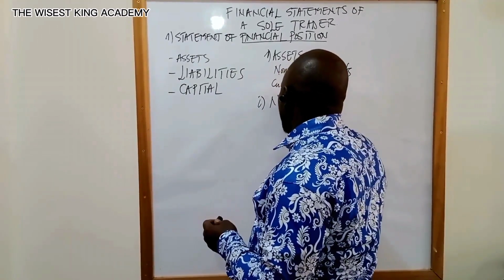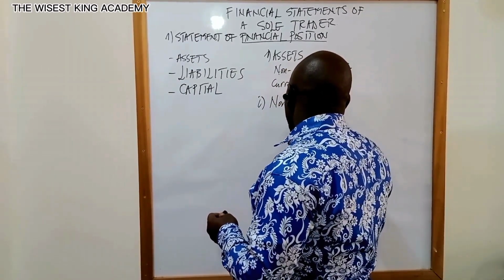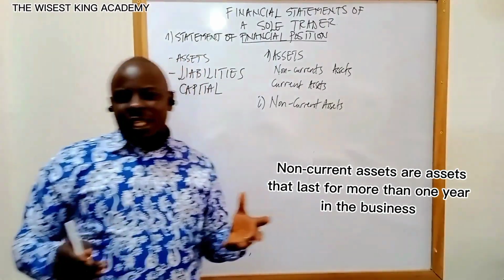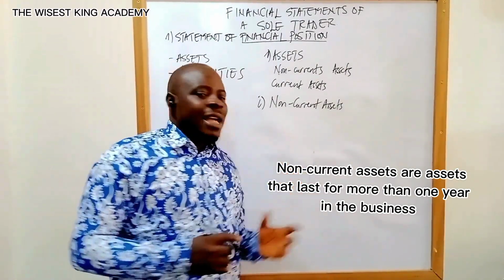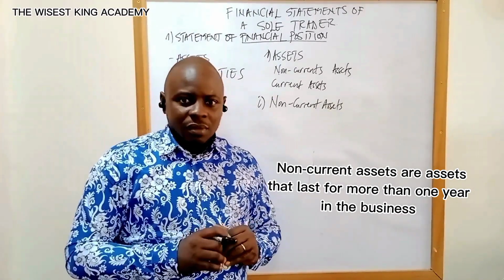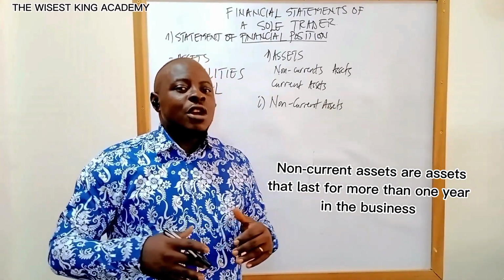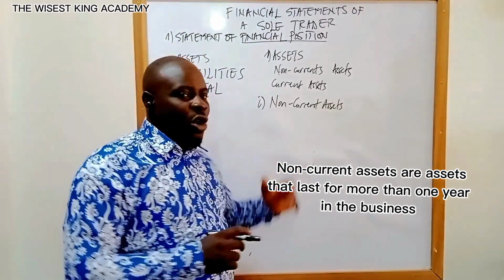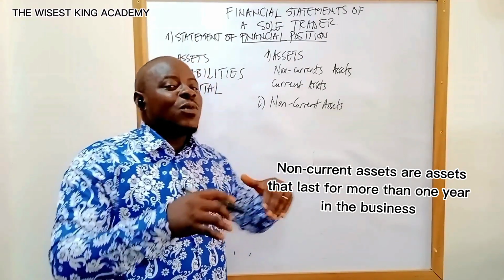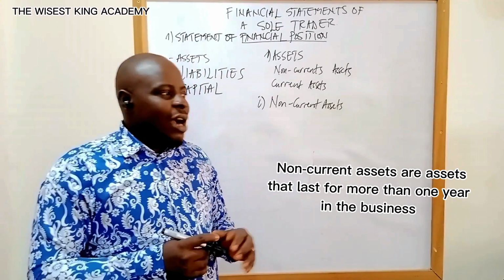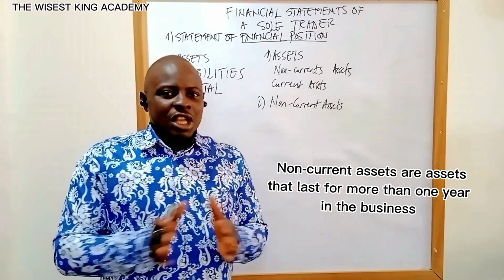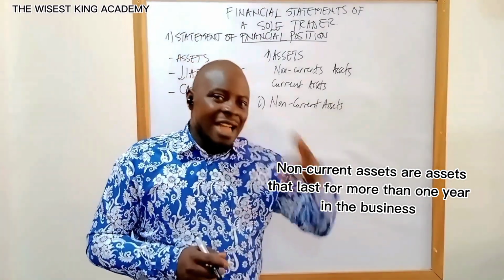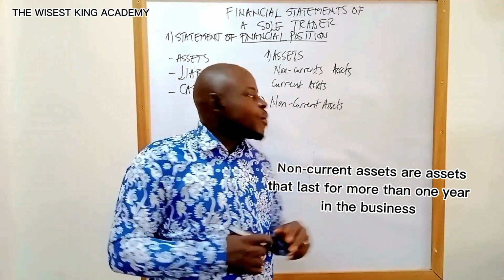Now let's take the first one, non-current assets. Non-current assets are also called fixed assets. So non-current assets are assets of a permanent nature. That is, they are assets that have a long useful life. In brief, non-current assets or fixed assets are those assets that last for more than 1 year. So in accounting, we talk about the current and the non-current. The current is within 1 year, the non-current is more than 1 year.